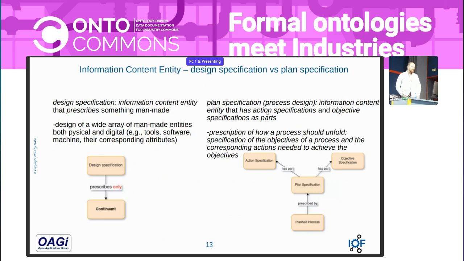A design specification prescribes something man-made. Something man-made can be both real or digital. It can be a simple object or a complex system, but it does not prescribe a process. So it does not actually tell us how something is built, which is why it is axiomatically constrained to prescribe only continuants. On the other hand, the plan specification actually prescribes how a process should unfold. More specifically, a process should have clearly defined objectives and a set of actions that are needed to achieve those objectives.